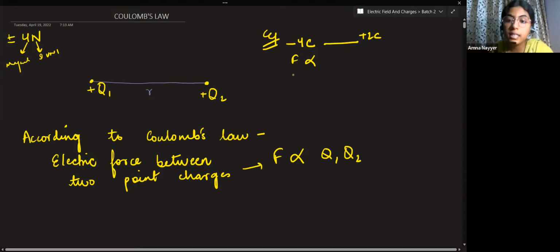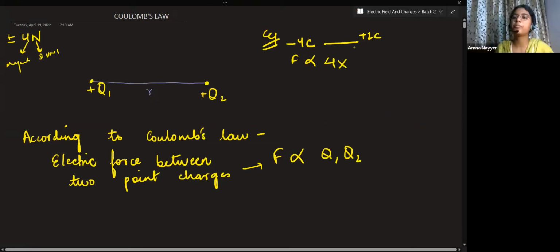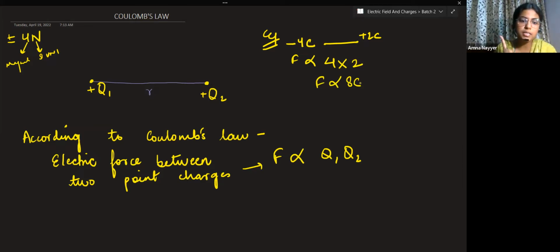So if you are considering the electric forces and you have to take the charges, you won't take -4, you will simply take 4. So had it been -4 or had it been +4, you would have only taken 4. So 4 multiplied by, again +2, so you take 2. So electric force will be directly proportional to 8 Coulomb. Is the first point of Coulomb's law clear? How do you take the charges?